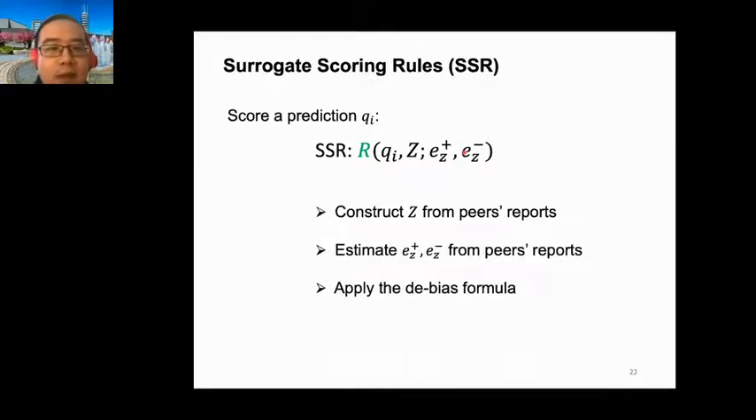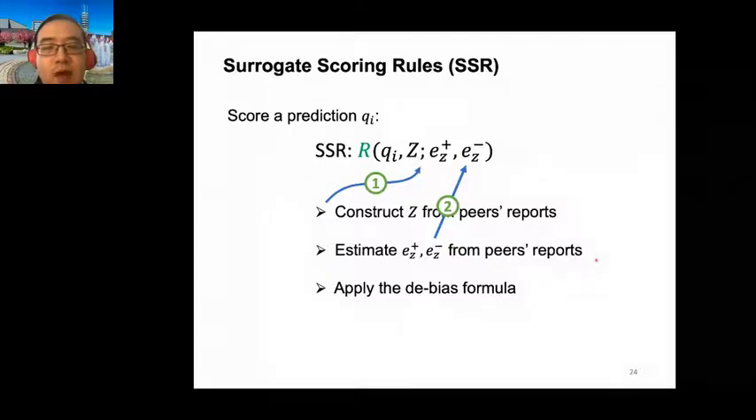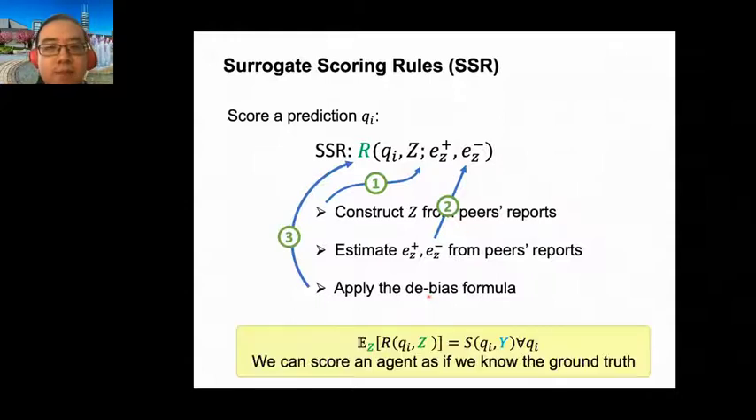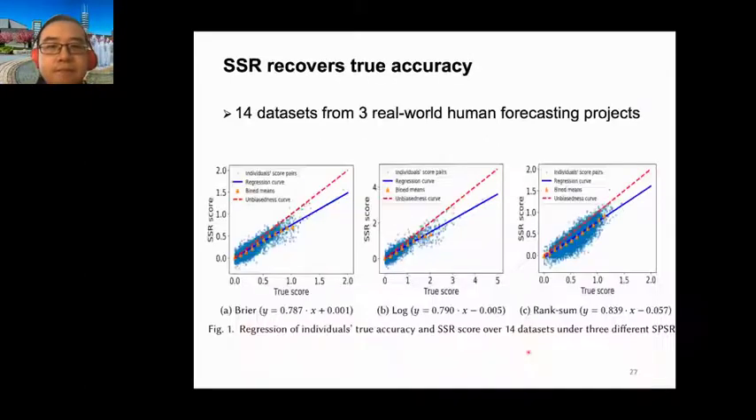When we evaluate the accuracy of a prediction QI, we first construct the surrogate signal Z from peers' reports. And then we estimate the error rates of this Z also from peers' reports on all questions. And finally, we just need to apply the debiased formula. And the result is that we could get an unbiased estimate of the strictly proper score that we designed, just as if we knew the ground truth.